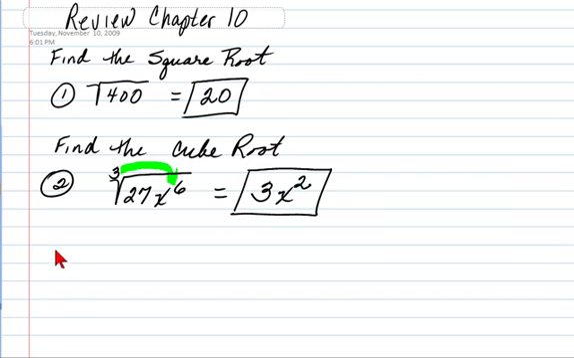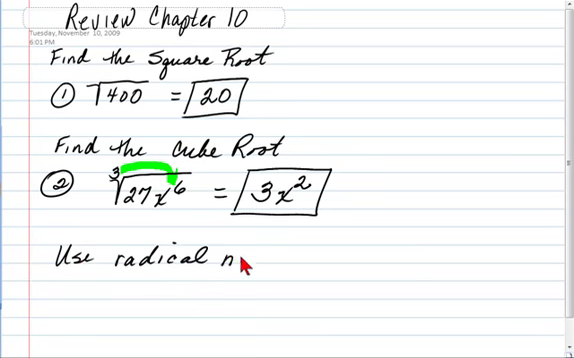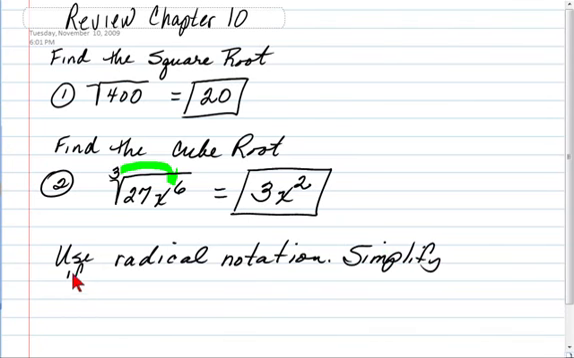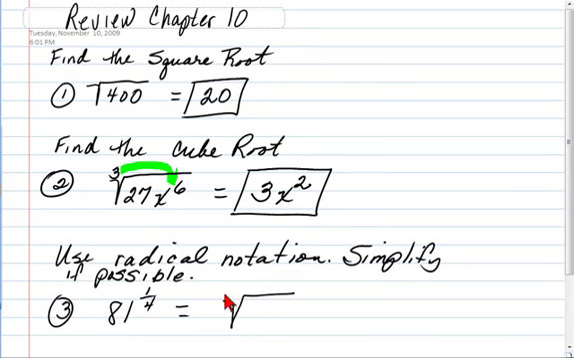Numbers 3, 4, and 5 say to use radical notation and to simplify if possible. Number 3, it has 81 to the 1/4 power. As far as using radical notation, this is the 4th root of 81.